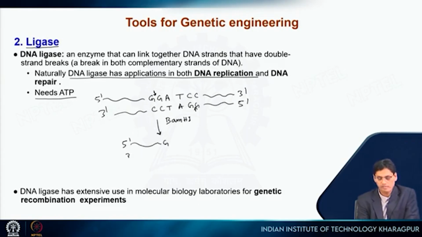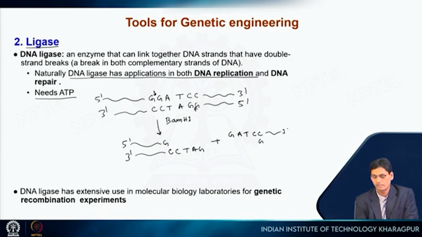G, C, C, T, A, G plus G, A, T, C, C, G, 5 prime. So this is done. But now, as I mentioned, they are sticky ends.